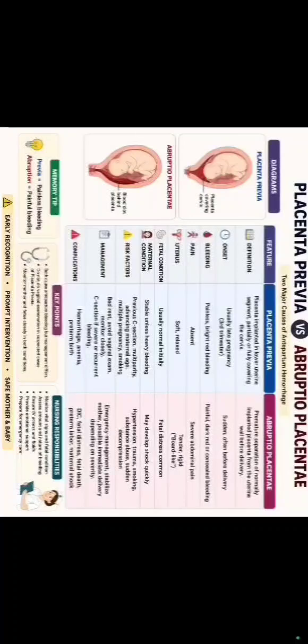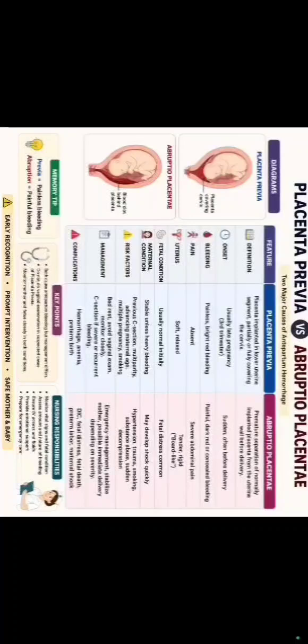Risk factors: previous cesarean section, multiparity, meaning the mother who has delivered 2 or more times. Advancing maternal age over 35 years is at risk of developing placenta previa. Multiple pregnancy, also known as twin pregnancy. Smoking: because of smoking, there will be a constriction of the uterine wall, which will cause the placenta to be implanted in the lower uterine segment.